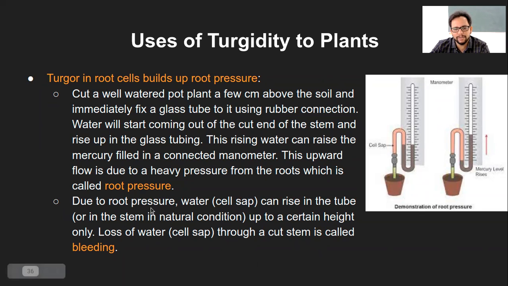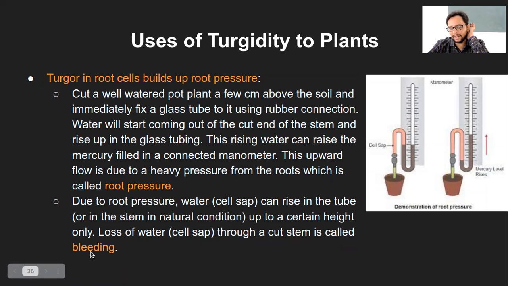Now, due to this root pressure, the water, which is ultimately from the cell sap, can rise in the tube or in the stem in natural conditions. So if it is not attached to this tube and is naturally just cut, you can see the water will come out of that stem up to a certain height only, as there is only a little loss. Obviously, after a while the plant tissues will become dead and they will stop conducting water. And loss of water through the cut stem is called bleeding.